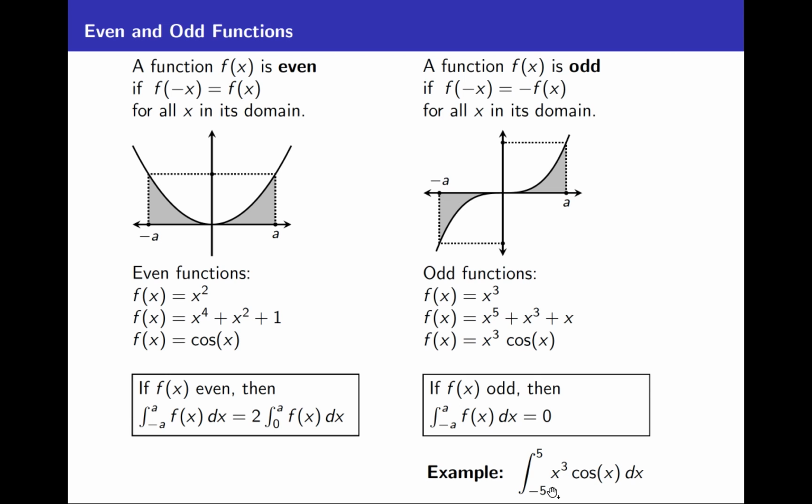But if you look at this integral, it's the integral from negative 5 to positive 5, just like this. And furthermore, this function x cubed times cosine x, remember, that's an odd function. So we know that for an odd function f, the integral from minus a to a of f of x dx is 0. And that would tell us right away that the answer to our question here is 0.